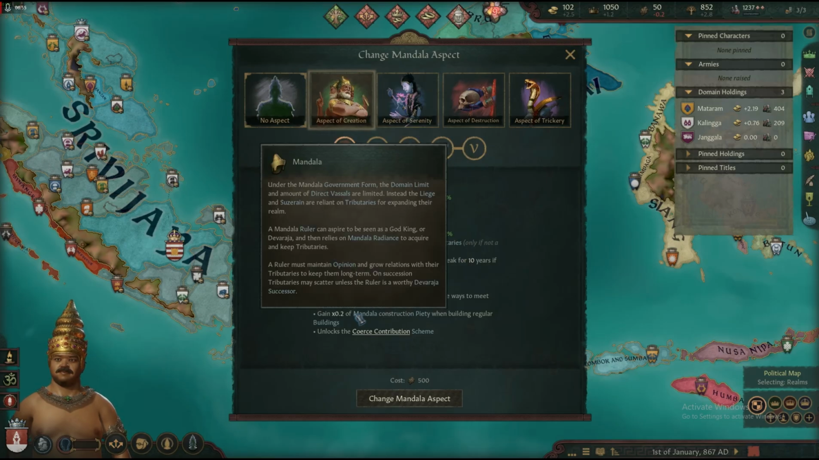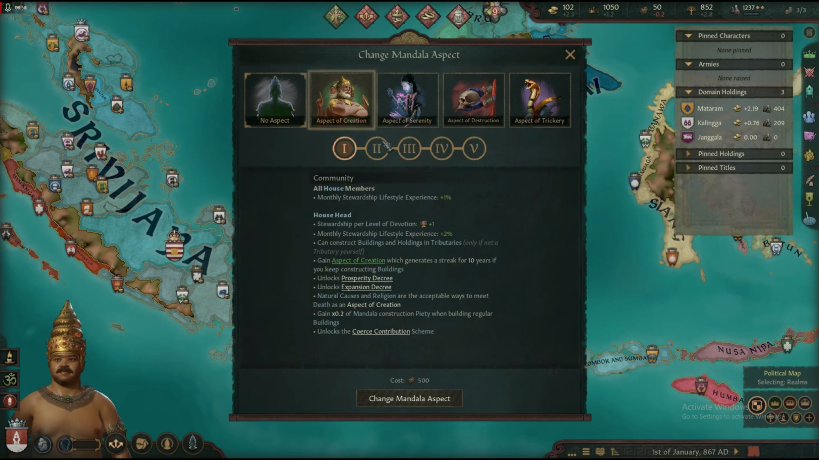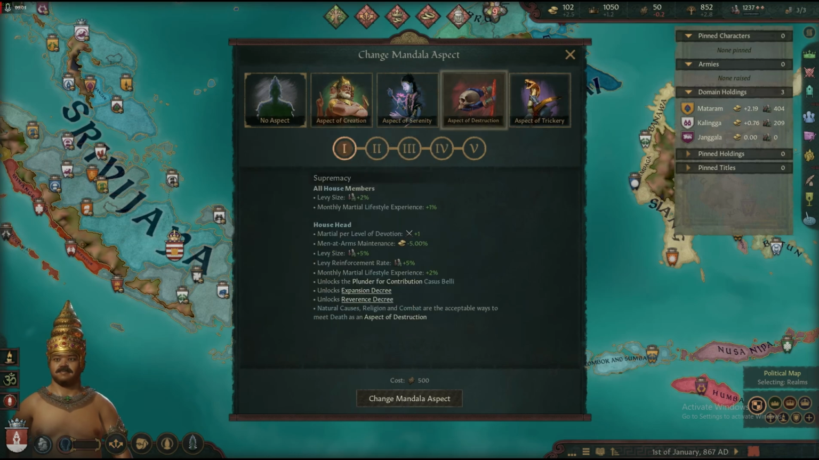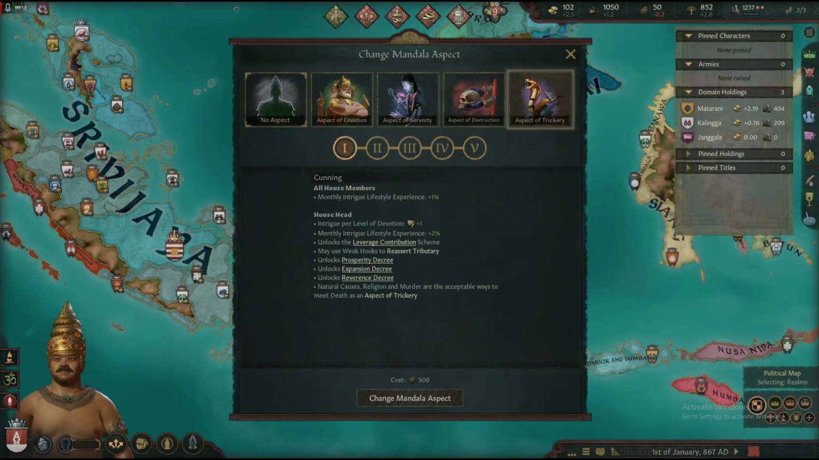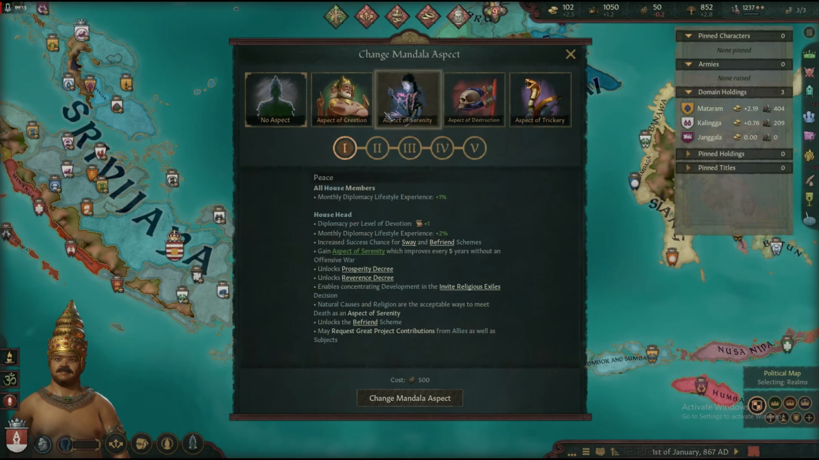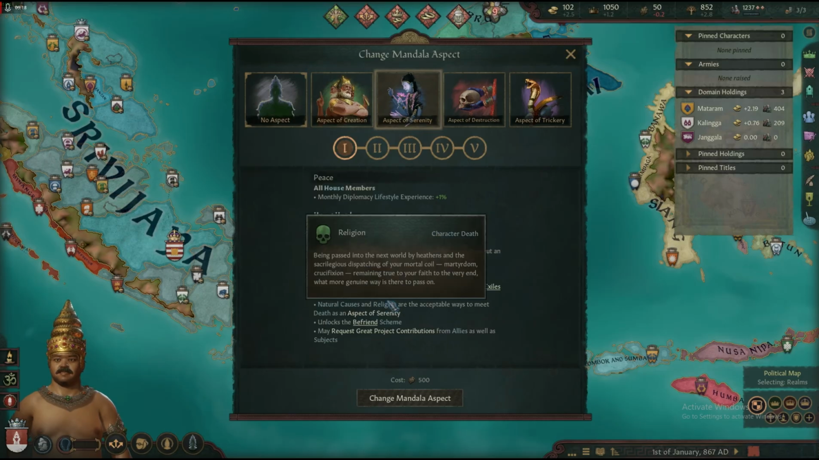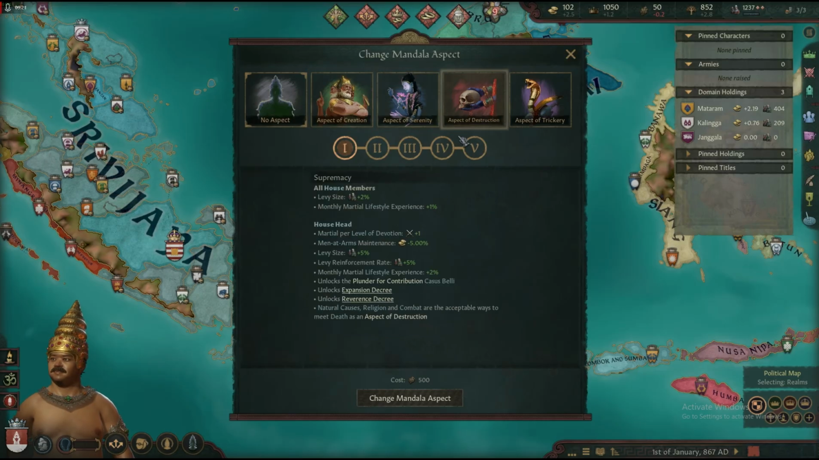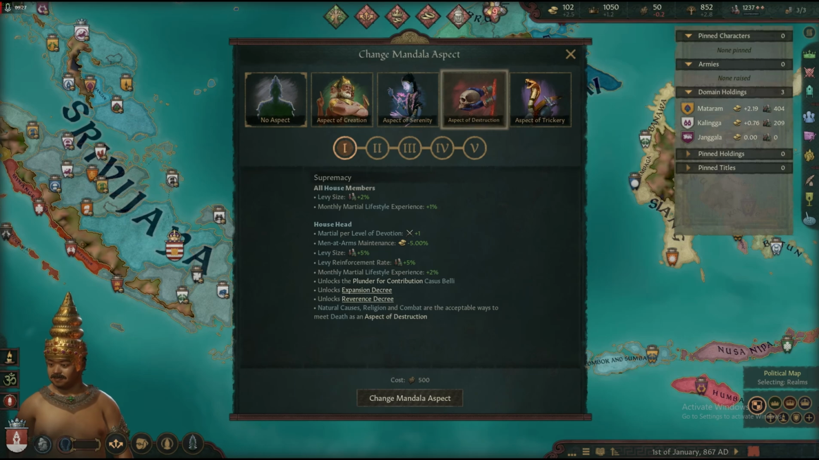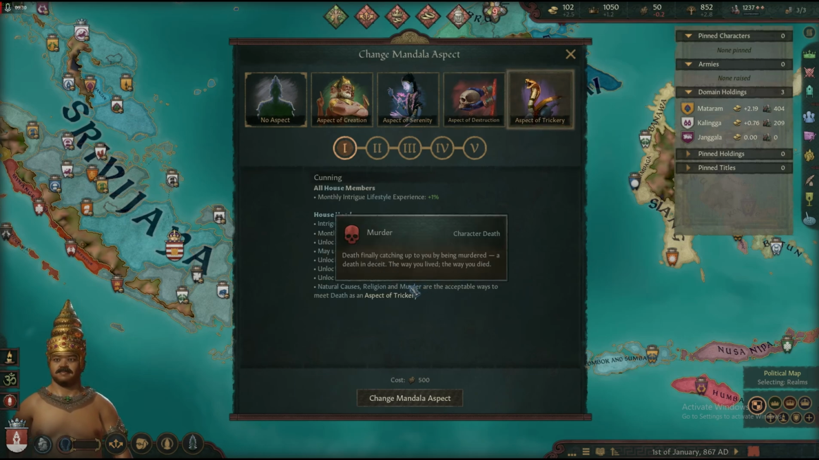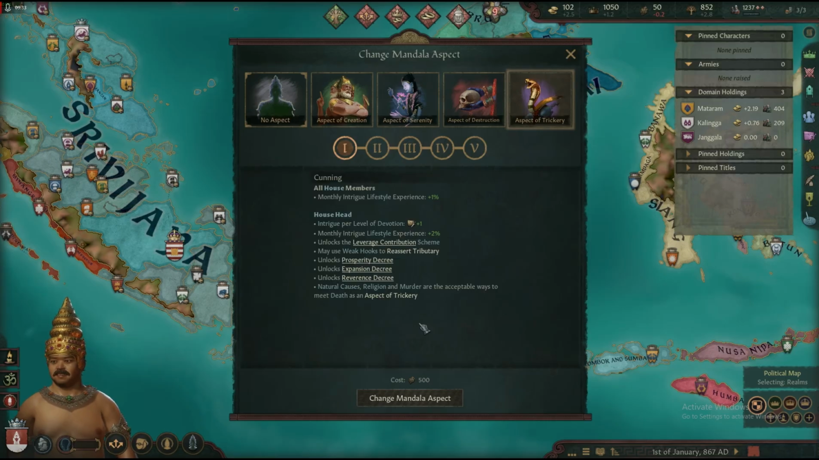Natural... Okay, here's the thing. You can only have one way you want to die. So natural causes and religion are acceptable ways to die as part of creation, serenity, destruction, and trickery. However, each one has one more, except for creation. Serenity has... Oh no, serenity is the same. I thought I had one more. My bad. Destruction also has combat, so dueling, tournaments, dying in combat. Trickery and being murdered is an acceptable way to die if you're an aspect of trickery.